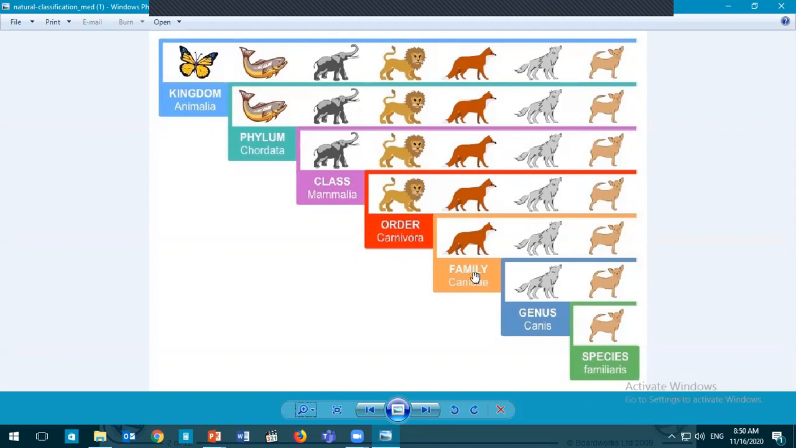Then we have family, and family means that we will include the animals that look the most like each other. So which one would be taken off? Which one will be removed? The lion, because the lion is the one that does not look like the dog, the wolf, and the fox. It's the one that is way different. Can you see? Now we have a family.